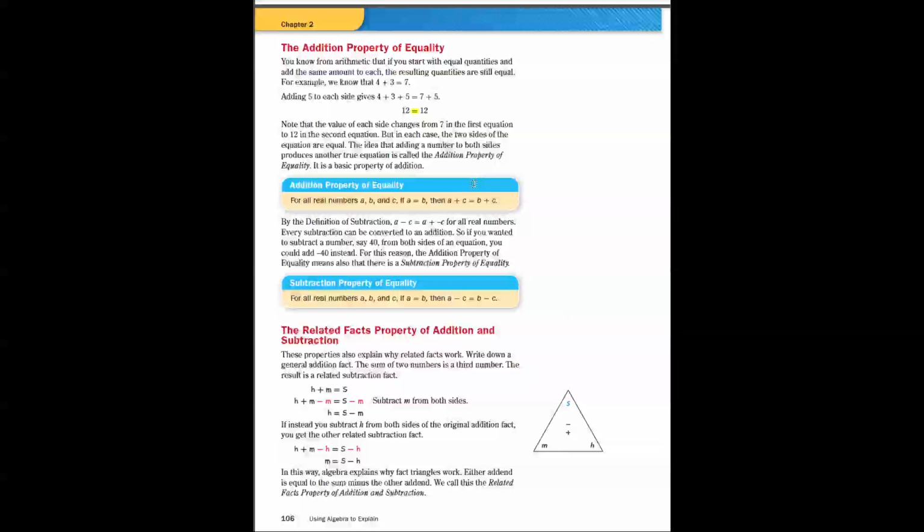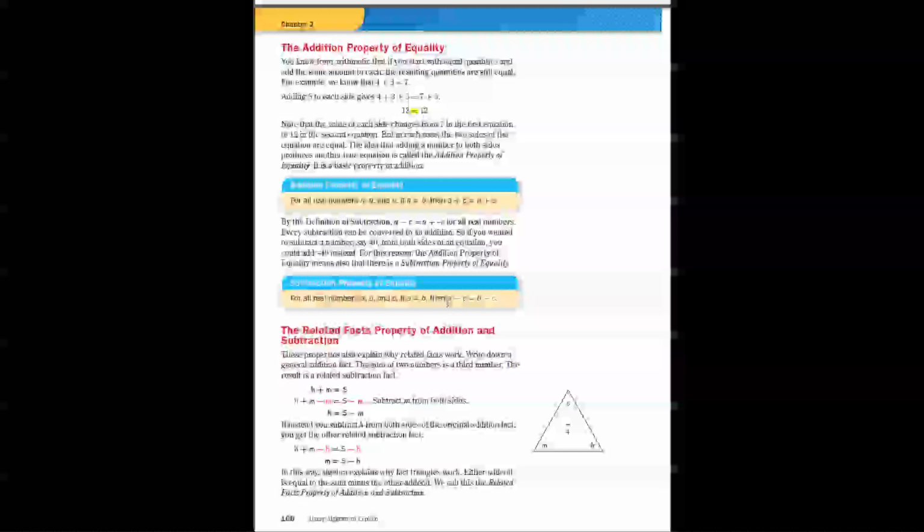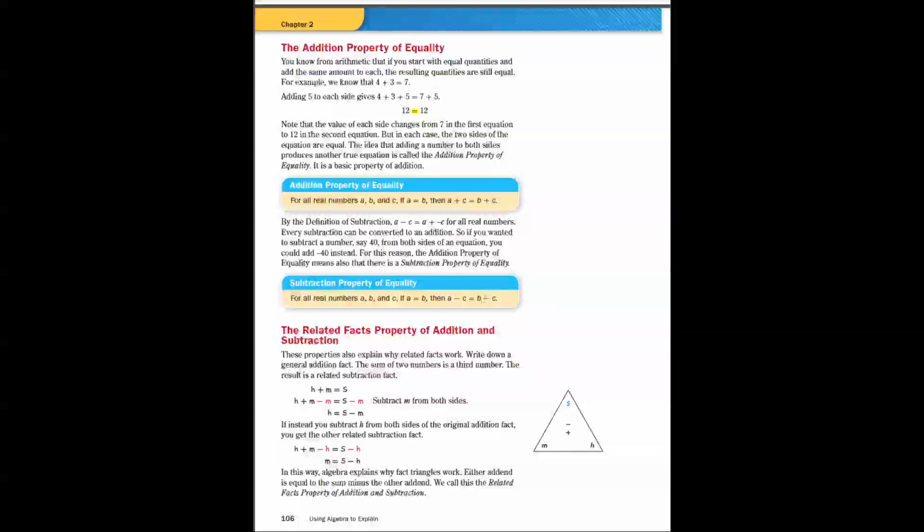The subtraction property of equality allows us to do the same thing. We can subtract an amount from both sides of the equation. We have to pay attention to the order of operations and make sure we get it right. If a equals b, then we can subtract c from a. We can subtract c from b, and we end up with an equality. We end up with it being equal.